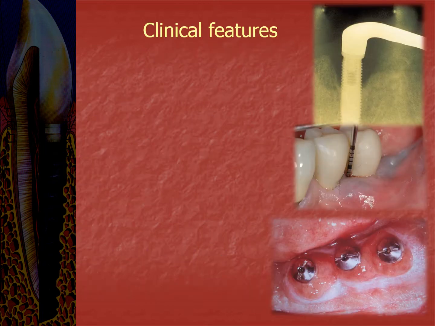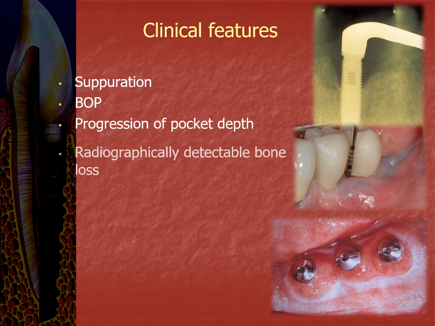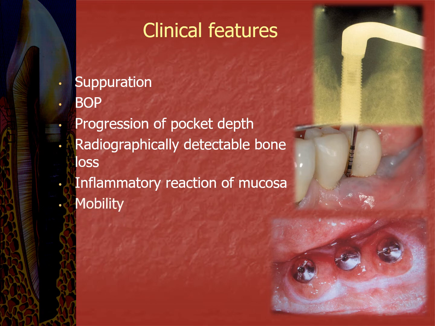Coming to the clinical features of peri-implantitis, they are suppuration, instant bleeding on probing, progression of the pocket depth, radiographically detectable bone loss, inflammatory reaction of mucosa, and mobility. And also the implant quality scale, which we will be discussing in the coming slides, can be used to clinically evaluate peri-implantitis.